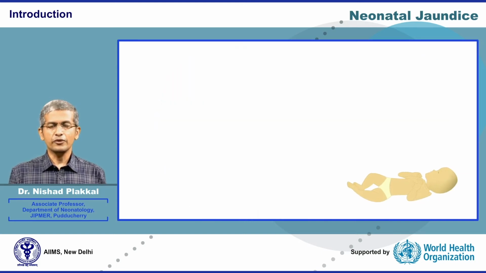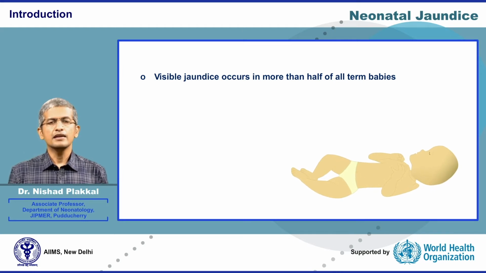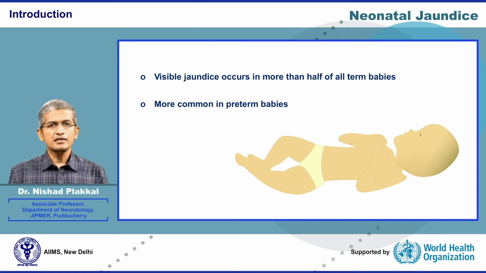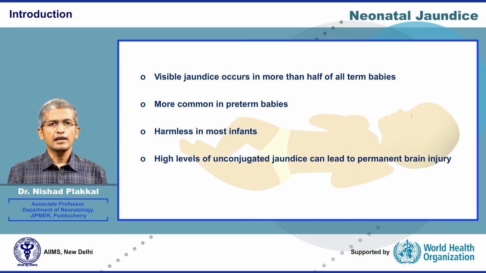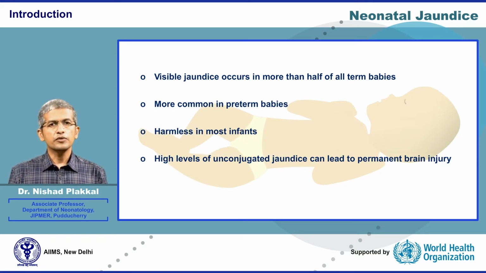As you are already aware, visible jaundice occurs in more than half of all term infants and it's even more common in preterm infants. Normally this is harmless, but sometimes the levels of jaundice can be very high and this can lead to brain injury in infants. So we need to be very alert about this problem.